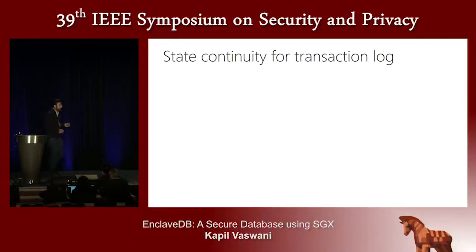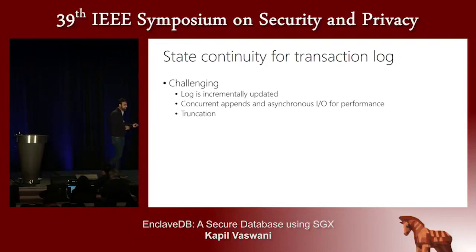But ensuring state continuity for the transaction log is a lot more challenging. And that's because, like I mentioned, the log is being updated incrementally. So the log is not a whole blob of state that you can keep writing out every time you update it. The log is being appended to, and the logging API supports concurrent appends, it's asynchronous for high performance, and it's also being truncated. So to guarantee that when you recover, the log is the latest, is actually quite challenging.